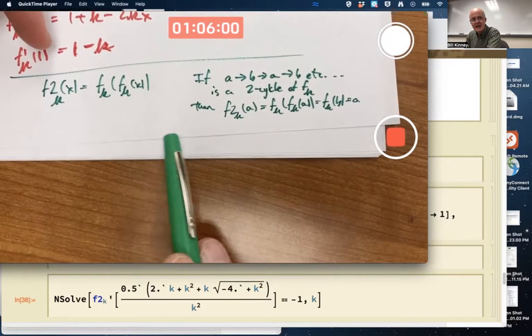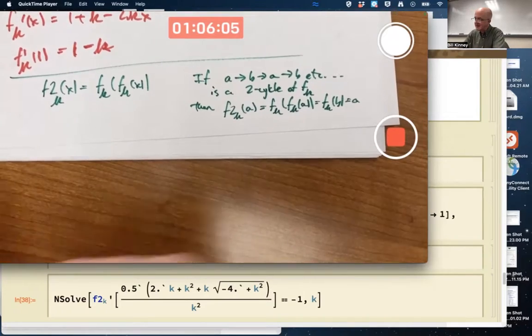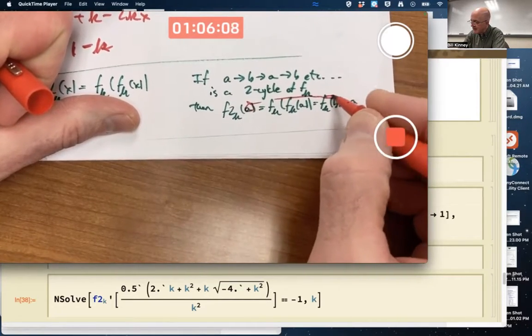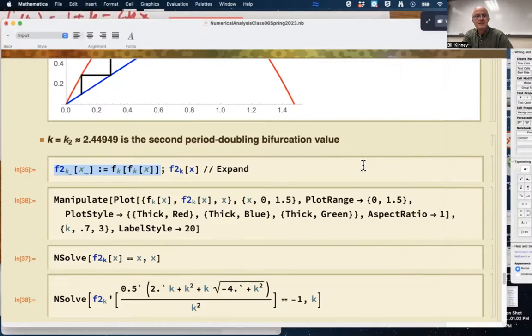So for this new function, f2 sub k, it's going to have A as a fixed point. It's going to map A to itself. Same thing will happen with B. It'll map B to itself. This new function, formed by composing f with itself, has the 2 cycle as a fixed point. Both numbers in the 2 cycle as fixed points, in fact. It's also still got 0 and 1 as fixed points.